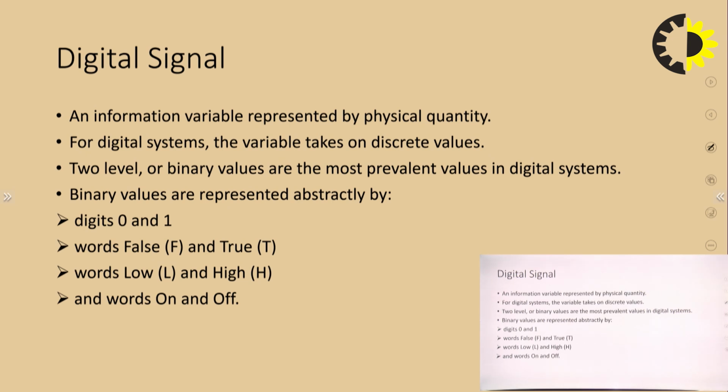Digital signals and information are very well represented by a physical quantity. As I explained earlier, the digital signals take discrete values, and the digital signals are basically represented by binary values like 0, 1, true or false, on and off and so on. So, there will be only two values.